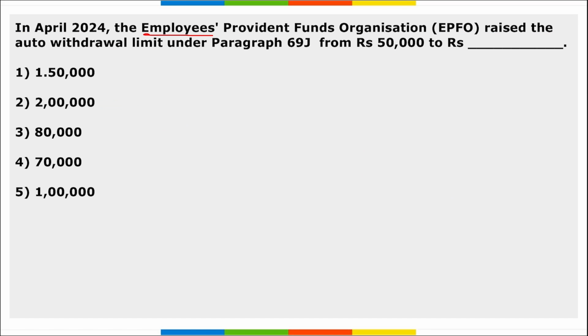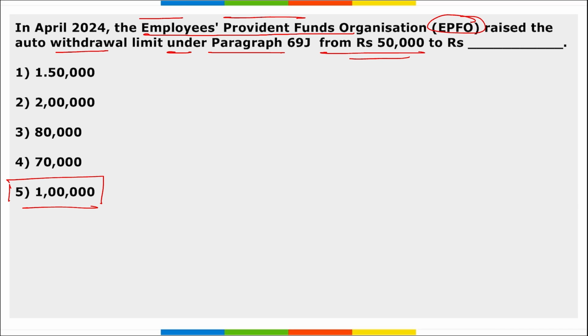Next, in April, Employees Provident Fund Organization has raised the auto withdrawal limit under paragraph 69J from 50,000 rupees to 1 lakh rupees. I repeat, in April, Employees Provident Fund Organization, that is EPFO, they have raised the auto withdrawal limit under paragraph 69J from 50,000 rupees to 1 lakh rupees.